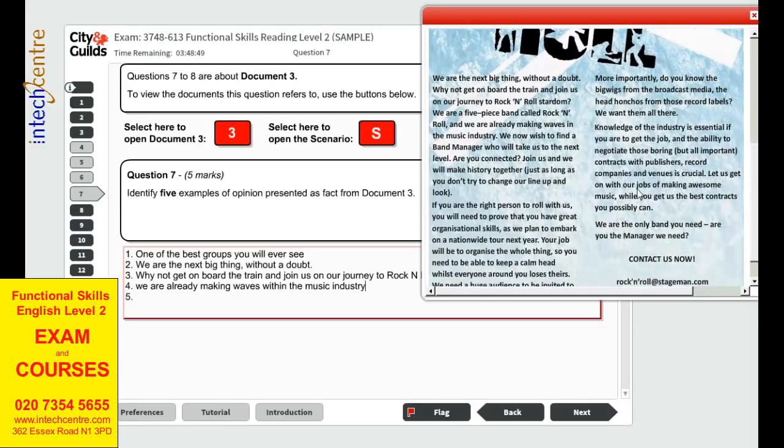So here we go in this last paragraph. Let us get on with our jobs of making awesome music. So they're saying that they definitely make awesome music, but again, this is not a fact, but they're stating it like it is a fact because people's music taste can differ. One person may like something, another person may not. So this is not a fact. This is an opinion, but it's presented as a fact.